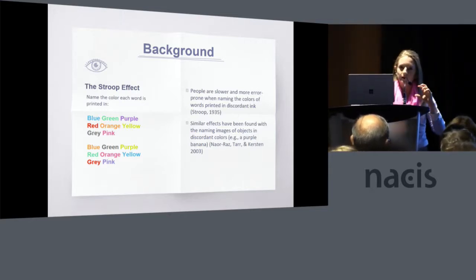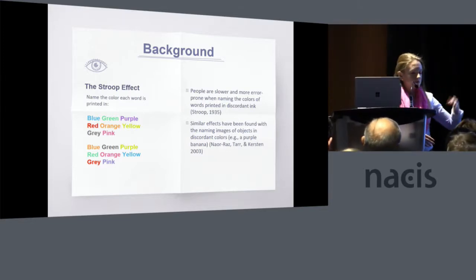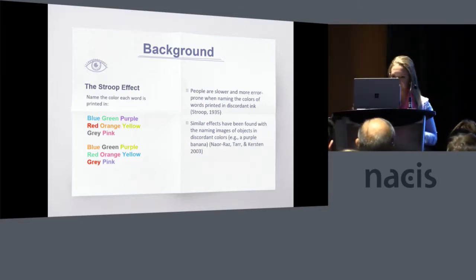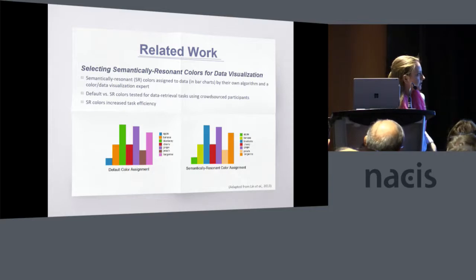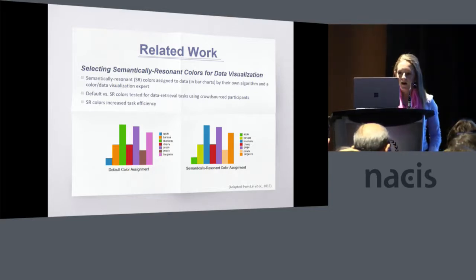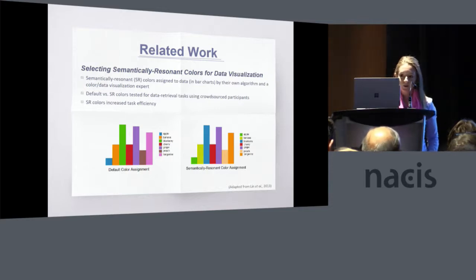If the images are in a color that doesn't make sense, like a purple banana, people are slower to name that image. And the Stroop effect is proposed as a possible explanation for the results of this study in data visualization. In their study, Lin and others assigned semantically resonant colors to bar charts.